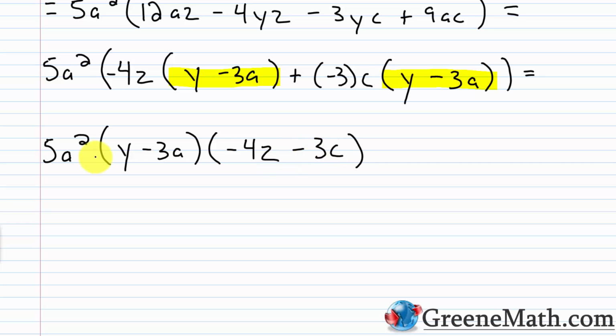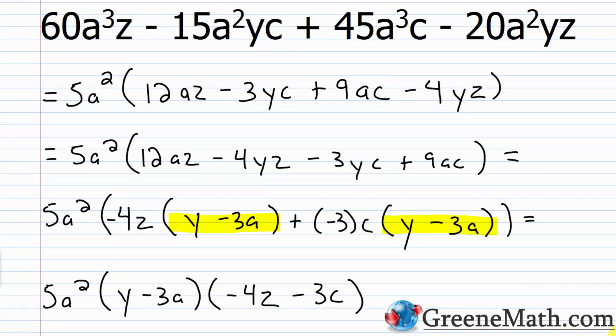And again, if you want to use FOIL here for these two, and then multiply that result by 5a squared, you're going to see that you get this original 4-term polynomial, 60a cubed z minus 15a squared yc plus 45a cubed c minus 20a squared yz.